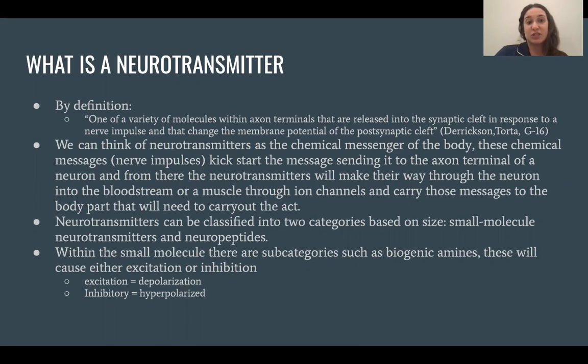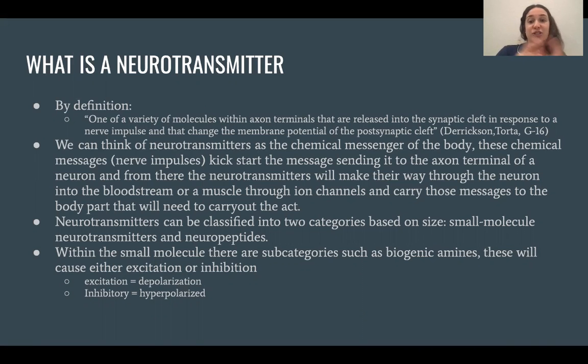And these chemical messages, also known as nerve impulses, will kickstart this message, sending it to the axon terminal of a neuron. And then from there, the neurotransmitters will make their way through the neuron into the bloodstream or a muscle through ion channels. And then from there can carry those messages to the body parts that will need to carry out the act, basically the main meat of the message.